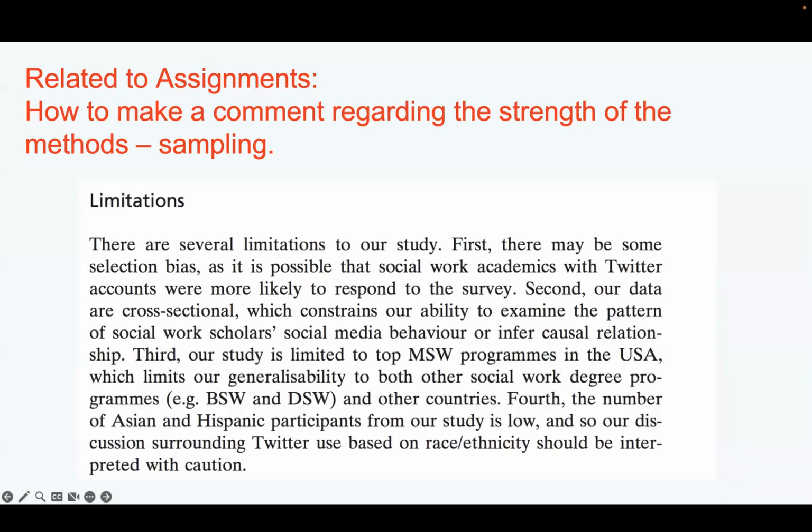So usually in the article, the authors will say what the limitation of their sampling is. Here, they only limit to top 50 MSW programs in the US. They did not target BSW or DSW. So you can borrow the sentences from the article and elaborate on your own point for the limitation or strength of the sampling.